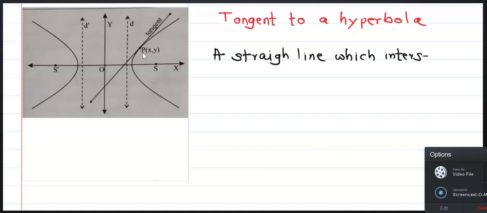Now, we want to find out the slope of the tangent. We will require the slope. We know the point. To find the slope, we will differentiate it, and that type of differentiation is implicit differentiation that you will learn in the 12th standard. Now the line is a tangent at the point P (x, y). Therefore, now we will derive the equation of the tangent to the hyperbola.